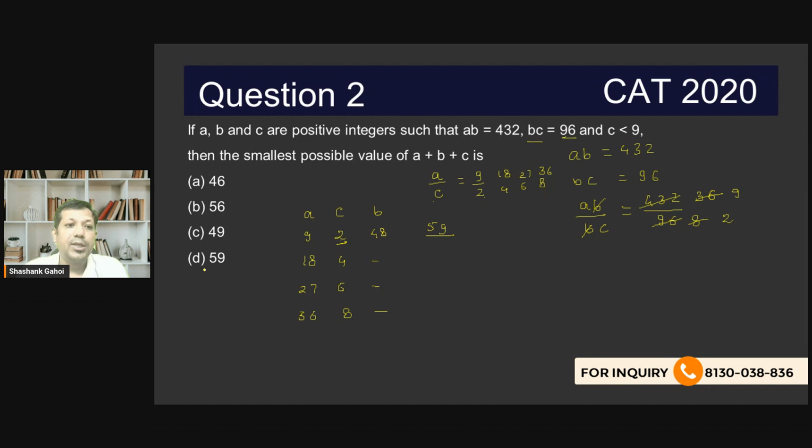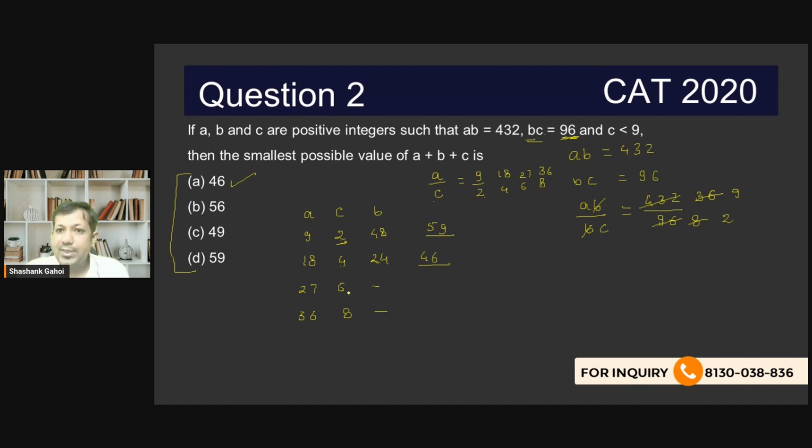Is it there in the option? Yes. But is it the minimum? I don't know. So I'm going to take the next value. This is 4, and BC is 96, so B should be 24. 24 plus 4 is 28, 28 plus 18 is going to be 46. Is it the minimum value? Because among the 4 options, the smallest value itself is 46. Am I getting 46? Yes. So my answer should be 46.